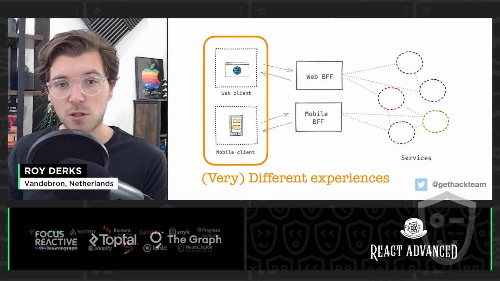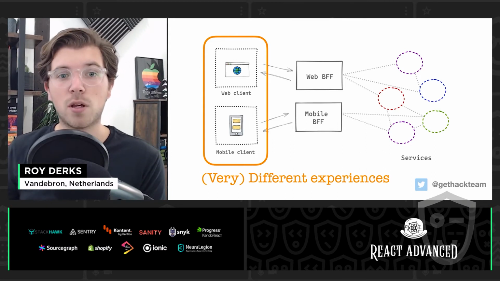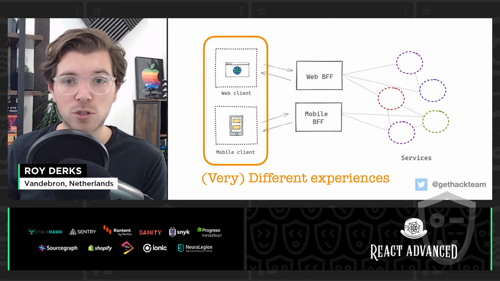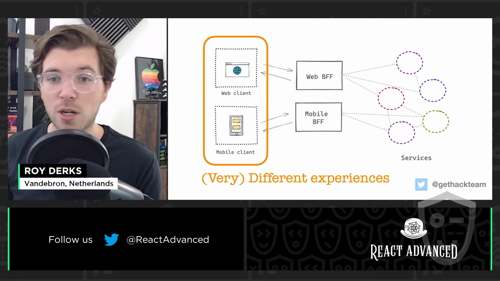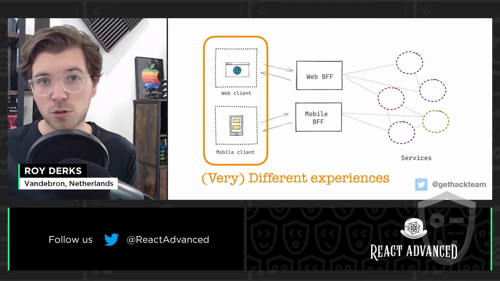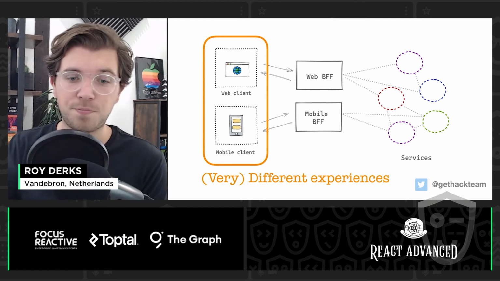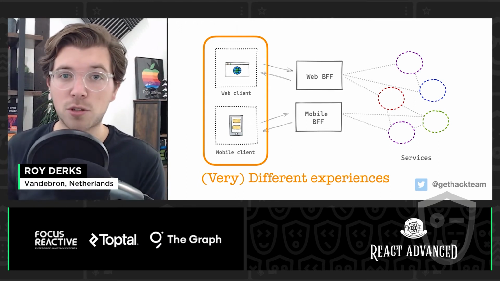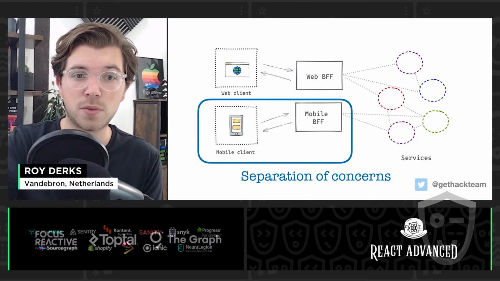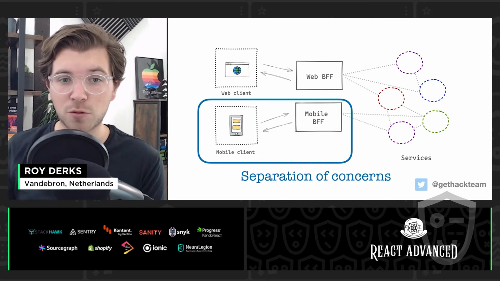So for that use case, backend for frontends are great because you actually can separate concerns. You can make sure you don't have any interactions between different clients. And also, if one thing breaks, the other thing doesn't necessarily also break. Unless, of course, one of your underlying microservices or monolith breaks. So very different experiences is one reason to have a backend for frontend. And also, like I said, the separation of concerns.